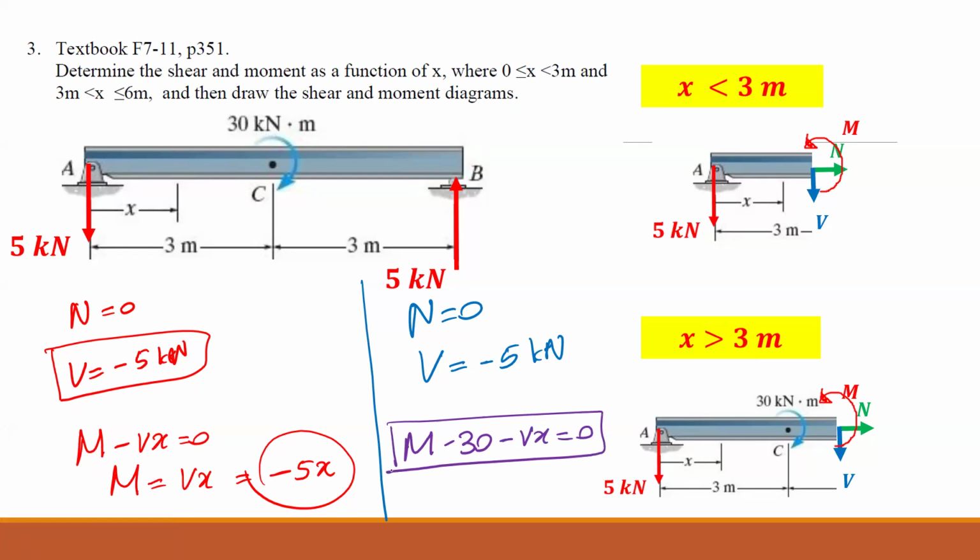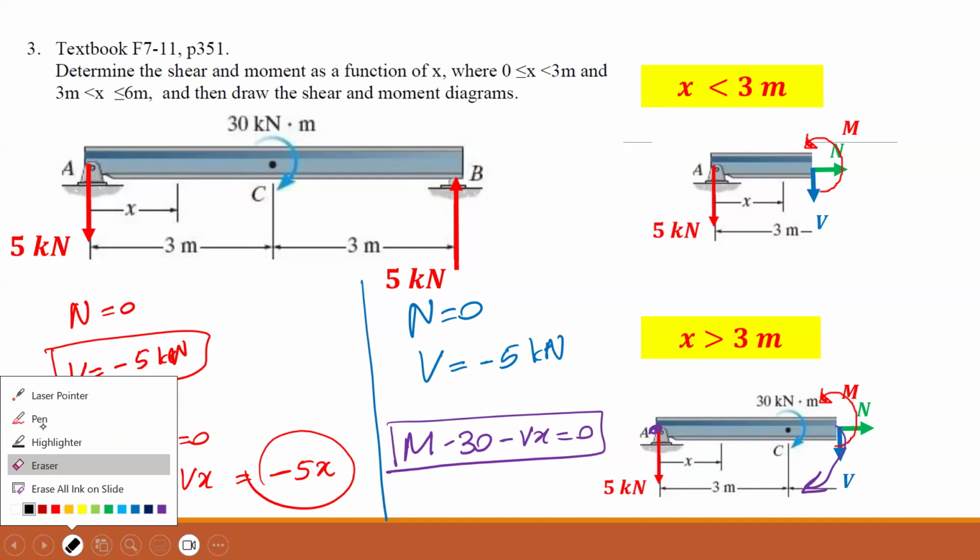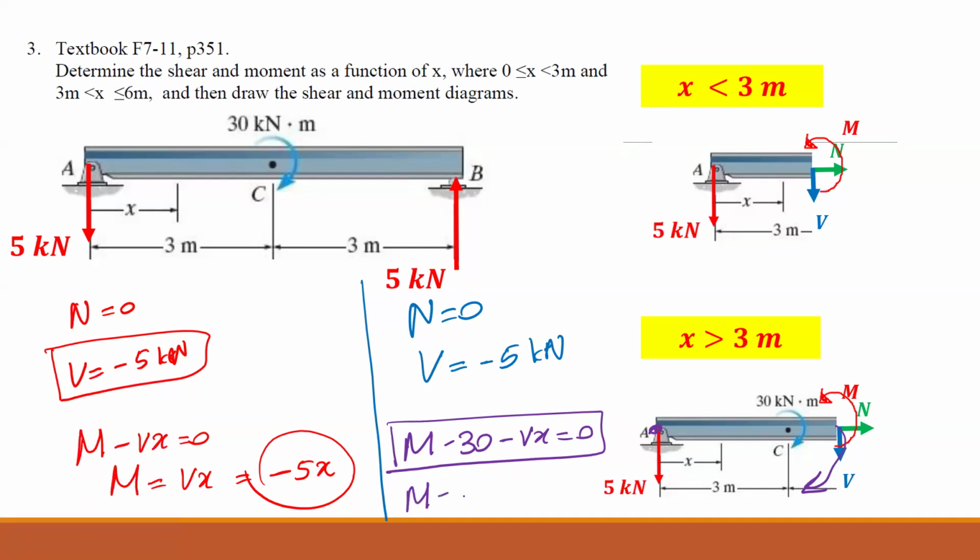This 30 is a negative, clockwise couple moment, so it's negative 30. We are taking moments about A. So this one is going this way, this one is going this way, that one is going that way. You get the same? Yes. Okay, so if you make M the subject now, M is equal to 30 minus 5x. Is that right? Yep. Okay, now let's draw this.